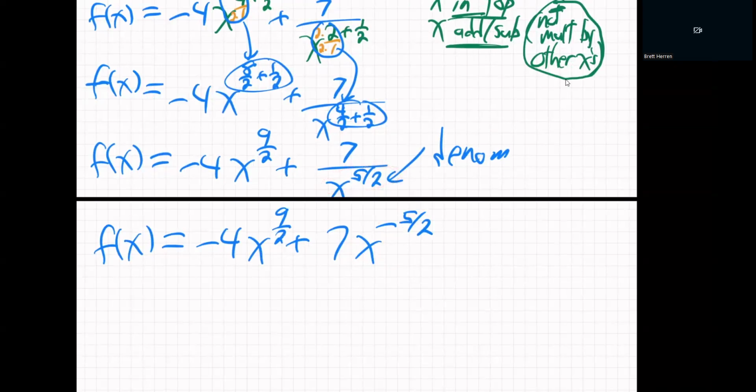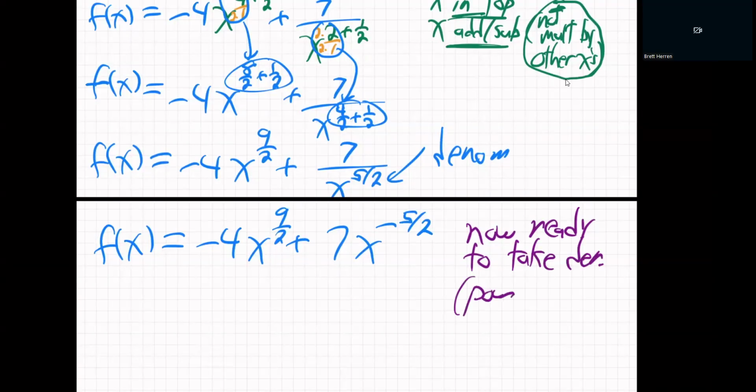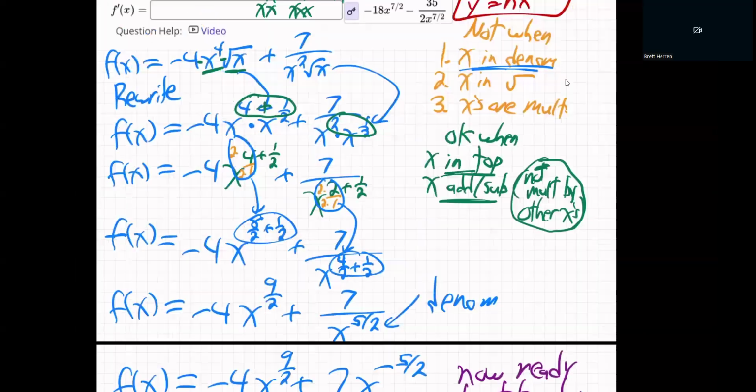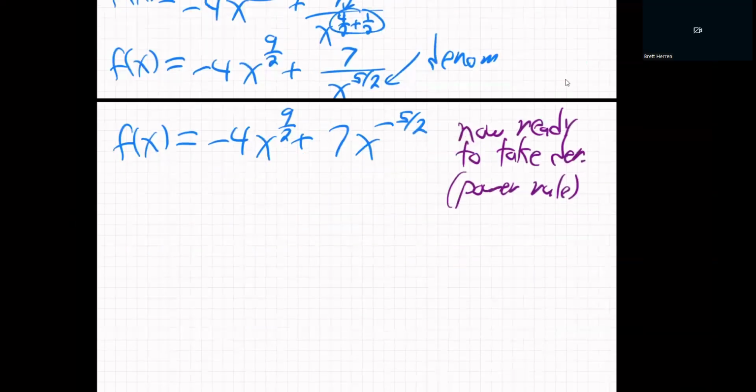Now we're ready. Finally, after all that, now we're ready to take the derivative, do the power rule. Do you see what we've done? We've done all the hard work up front. Let's keep going. Let's take the derivative now. So now f prime. See how we change from f to f prime? Okay, what do we do?